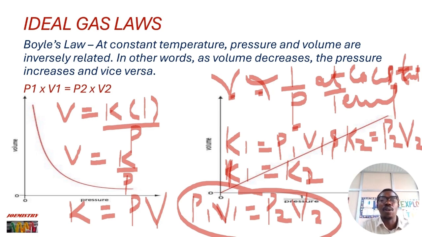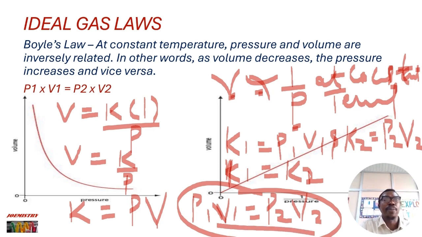So if we are given P1, V1, and P2, we can calculate V2. The volume of a given mass of gas is inversely proportional to its pressure at constant temperature. So it's as simple as ABC. So this is the mathematical representation of Boyle's law.